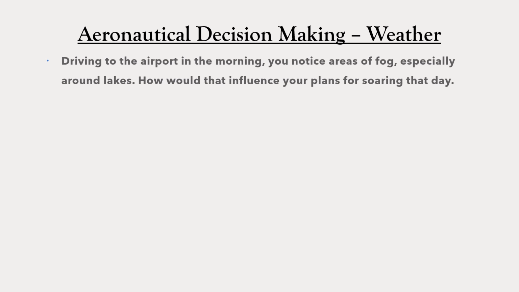So consider that when you're driving to the airport in the morning, along the way you drive past some little lakes and things, and you notice there are areas of fog a few places. So you were planning to just get going right at 8 o'clock, but when you notice that fog, how would that influence your plans for soaring that day?